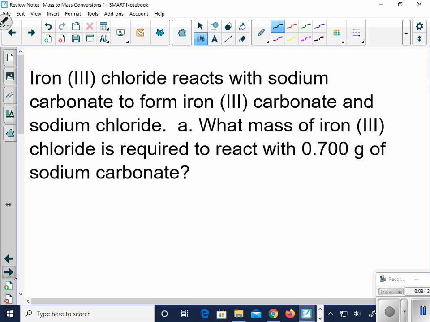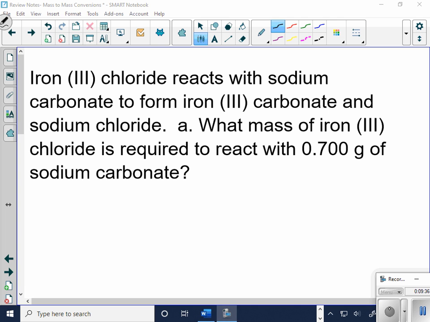Here is our next example. Go ahead and copy it down. It's a long one. My question states, iron 3 chloride reacts with sodium carbonate to form iron 3 carbonate and sodium chloride. Looks to me like a double replacement reaction.